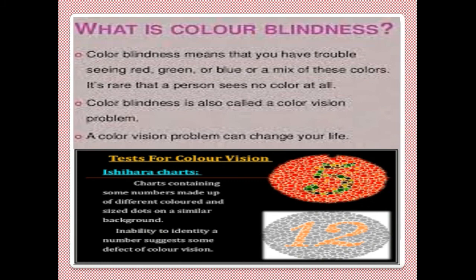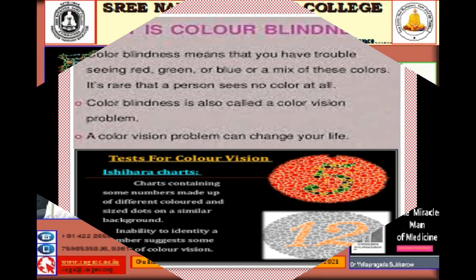So how to test whether you have a color vision problem or color blindness? Here you have a chart containing some numbers made up of different colored and sized dots on a similar background. If you have a color problem or color blindness, inability to identify a number suggests some defect of color vision. That is, you have color blindness. We can check it, test it.